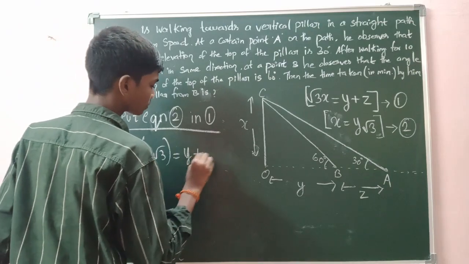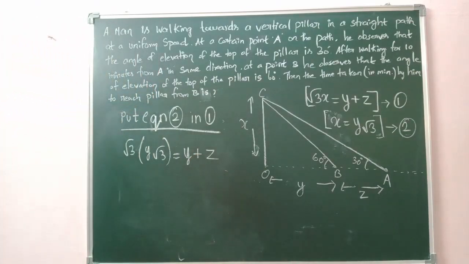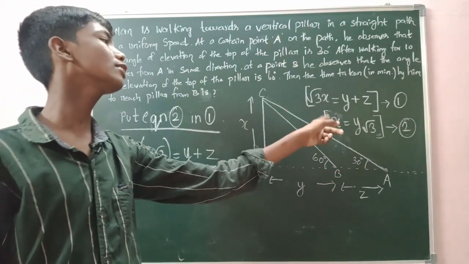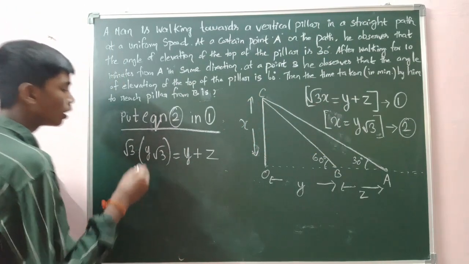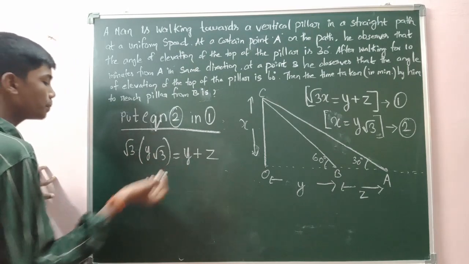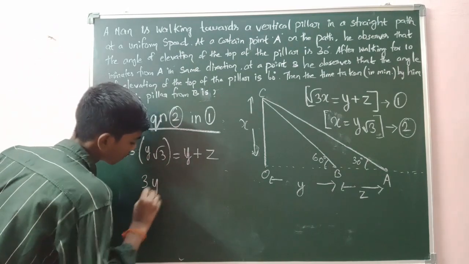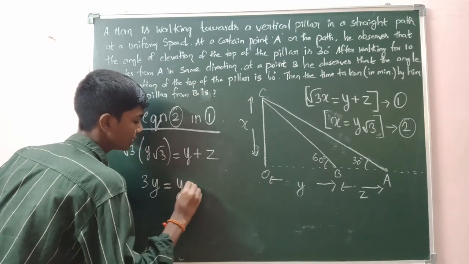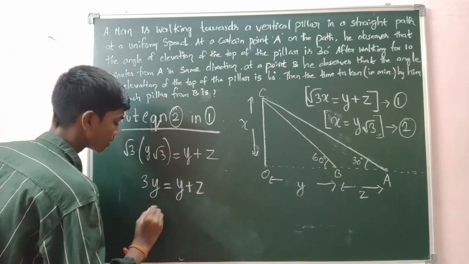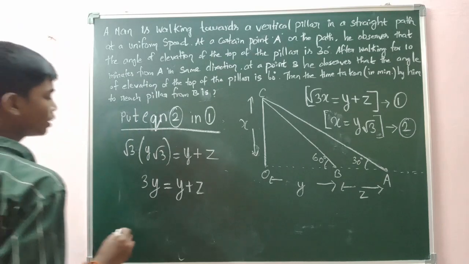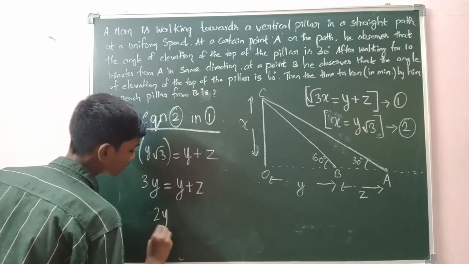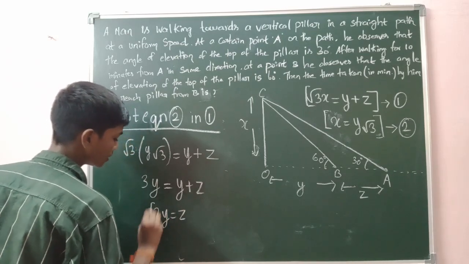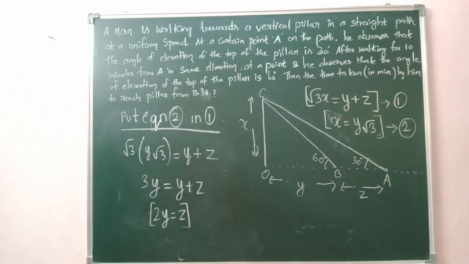Correct or not? Very, very basic concept. Just by putting equation 2 in 1, x takes the value of y root 3. So root 3 into y root 3 will be y into root 3 into root 3, which is 3. So 3y will be equal to y plus z. From this, take this y to LHS, therefore 2y will be equal to z. This is the final equation I got.